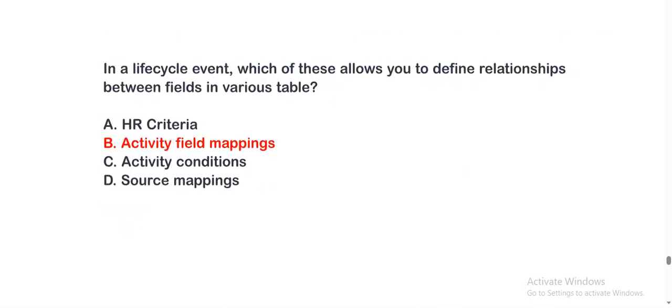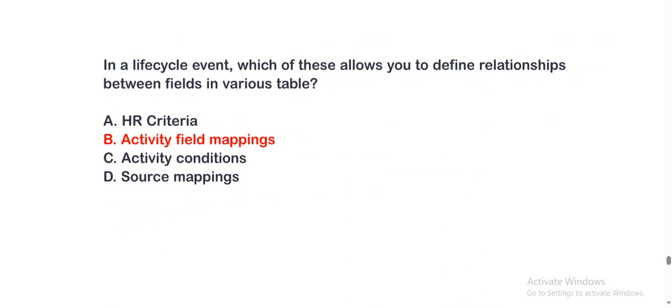Next question is, in a life cycle event, which of these allows you to define relationships between fields in various tables? And the options are: option A, HR criteria; option B, activity field mappings; option C, activity conditions; and option D, source mappings. And the correct option is option B.